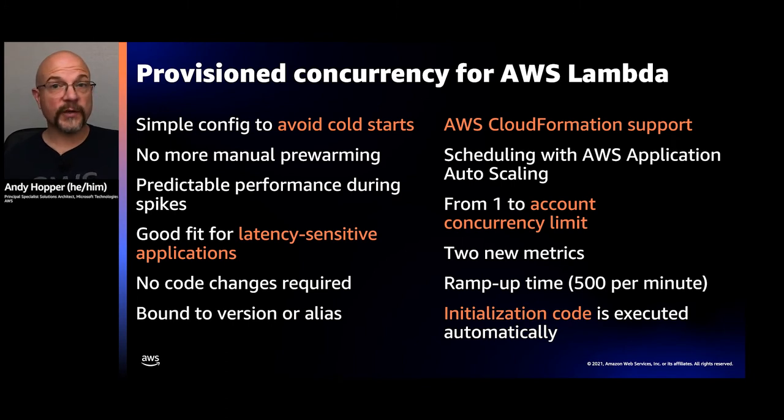Using provisioned concurrency requires no changes to your Lambda code itself. All you do is change the configuration of the Lambda function to leverage provisioned concurrency. You identify what version or alias you'd like to have provisioned concurrency enabled on, and you tell it how many instances, or what concurrency limit, you'd like to have for that function. Lambda will then deploy that number of instances for you.